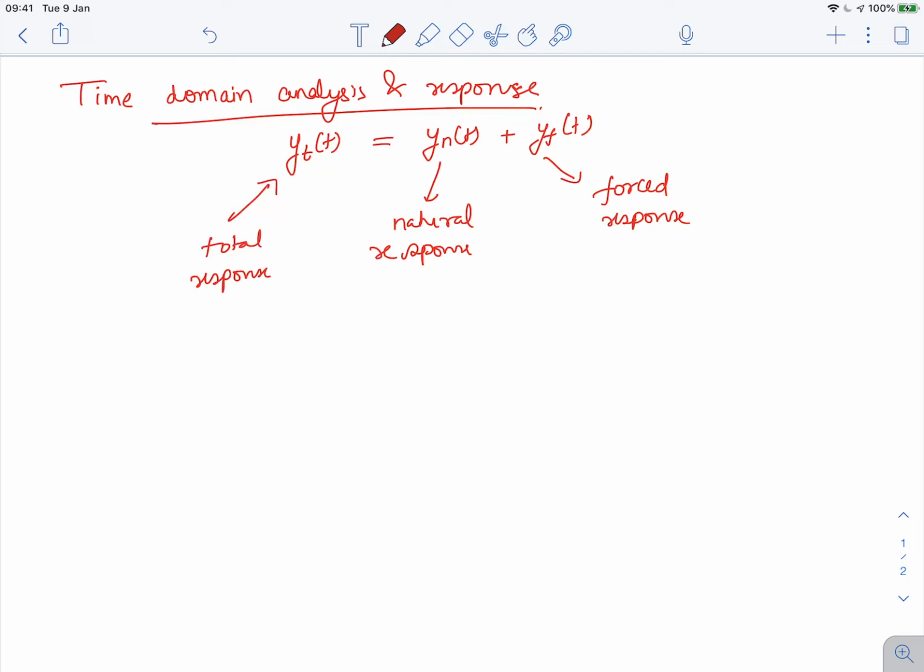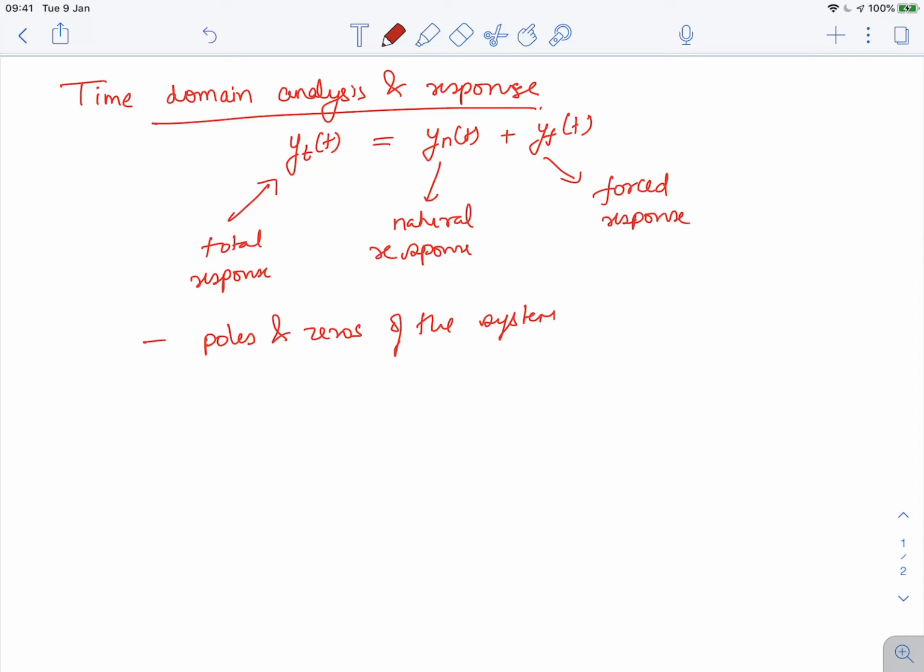Okay, now we also know that for computing the total response, there is a very strong relationship of the overall response with the poles and zeros of the system in the frequency domain, right? So there is a very strong relationship between the time domain and the frequency domain, and we want to do some qualitative analysis of the time domain response based on the poles and zeros.